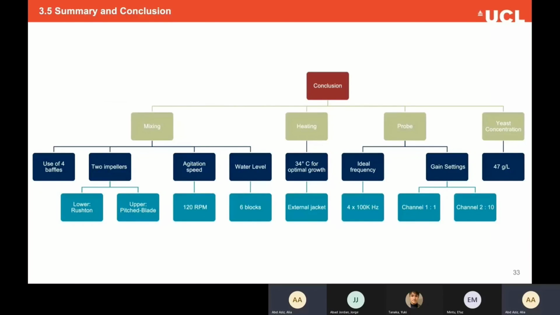In conclusion, we get good yeast cell growth from the 24 hour run because our final yeast concentration is almost similar to our assumption. This is affected by our bioreactor design selection for mixing and also the ideal frequency and gain settings that give us an ideal mixing time for the growth of yeast. From the 24 hour run result, we have a cost and yeast concentration which is almost similar to our initial assumption.